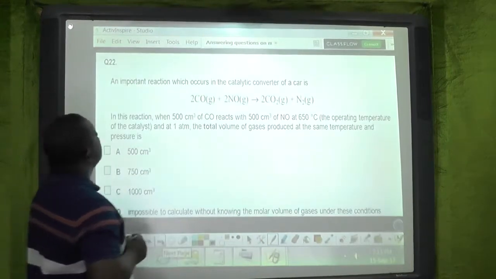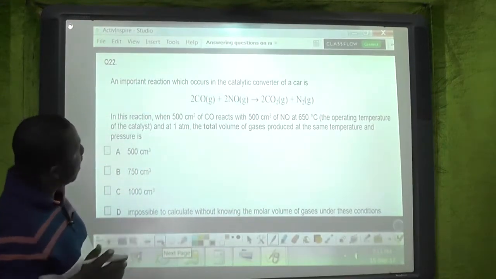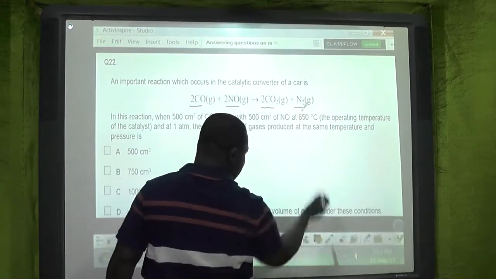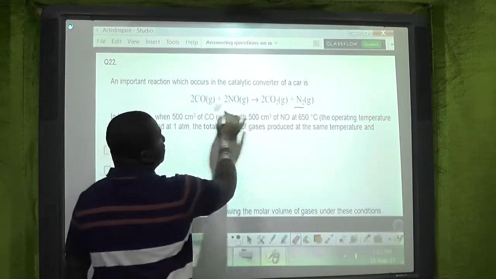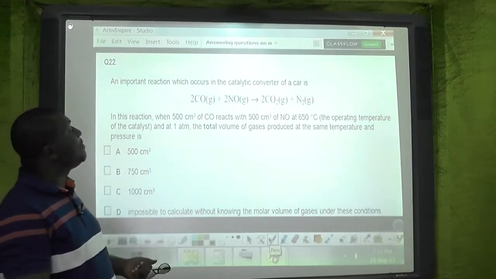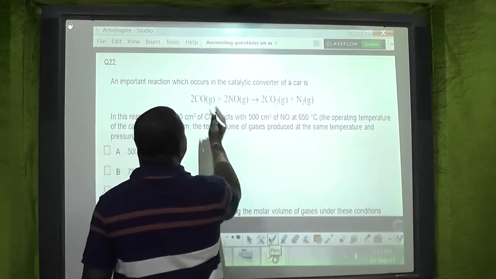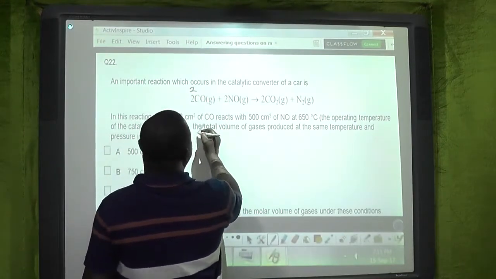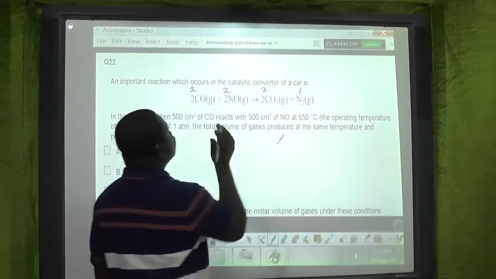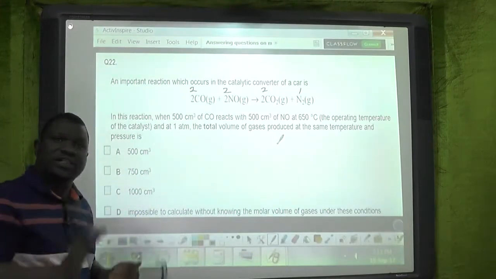Let's move on. An important reaction which occurs in the catalytic converter of a car is this, of course. A very important reaction for a green environment. Now, in this reaction, when 500 cm³ of CO reacts with 500 cm³ of this, first get your ratio: 2 of this reacts with 2 of this, and 2 of these and 1 of these are produced. Ratio 2:2 reacted, ratio 2:1 is produced. You can see the reaction.